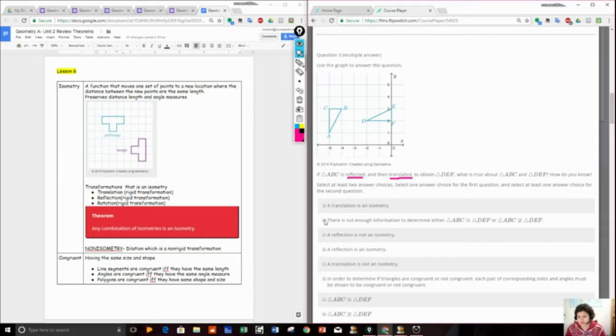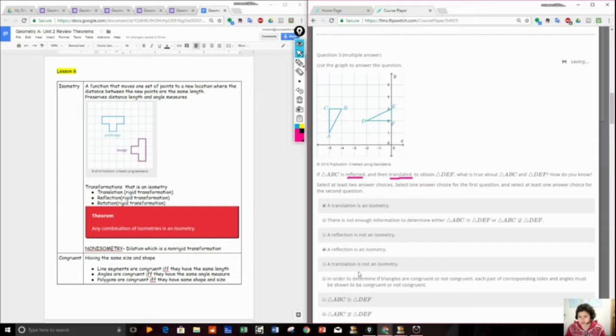There's not enough information to determine whether triangle ABC is congruent to triangle DEF, or triangle ABC is not congruent. No, that's false. Reflection is not an isometry? It is an isometry. So a reflection is an isometry.